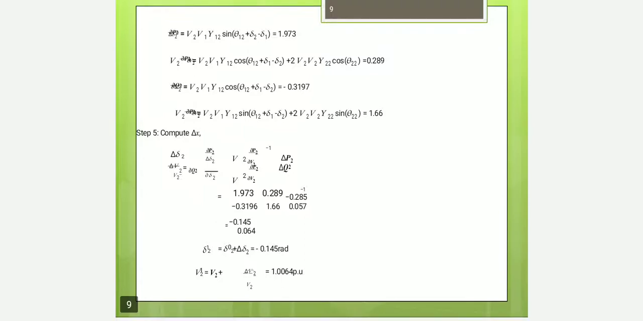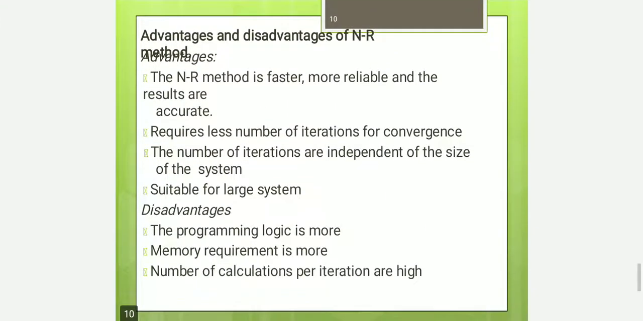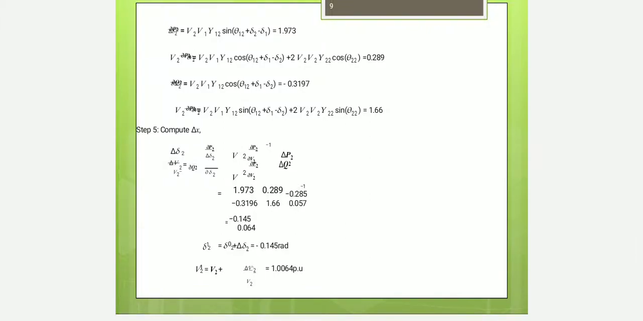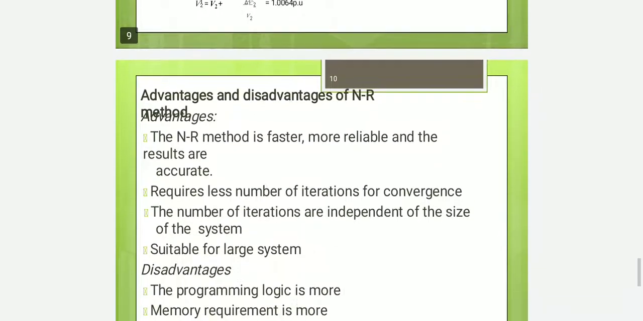And in step 5, you need to compute the parameters Δδ from ΔP and ΔV from ΔQ. So these are all the parameters you need to determine in step 5. That is, indirectly you need to compute the value of Δx. Now coming to the advantages and disadvantages. If you did not get the solution by taking the first iteration, you can continue the procedure for a number of iterations. That is, you can take the value of k as 1, 2, 3, 4, 5, 6 and 7 until you get the solution for calculating the unknown parameters by using this iteration method.